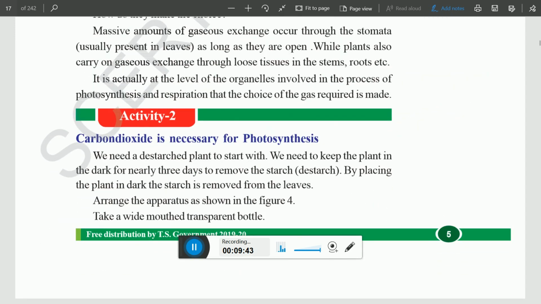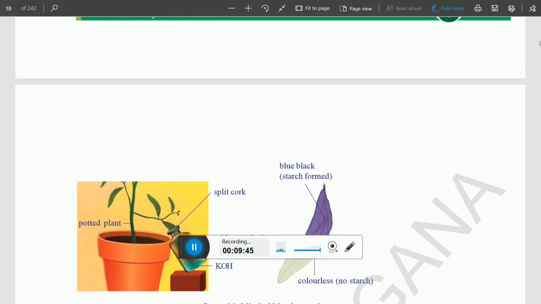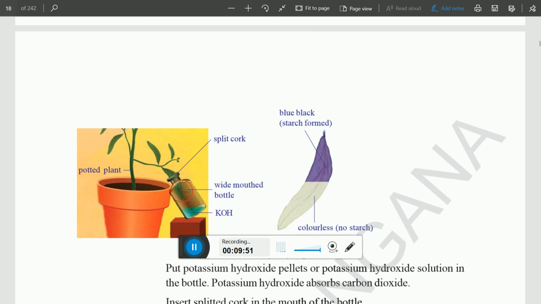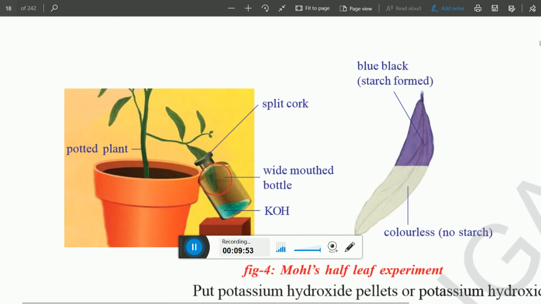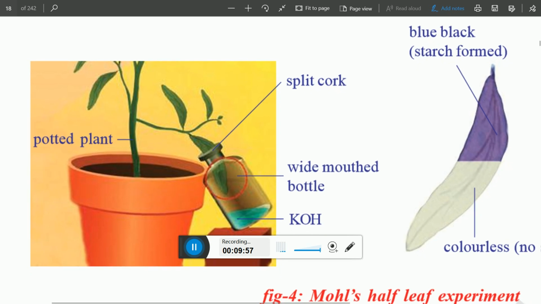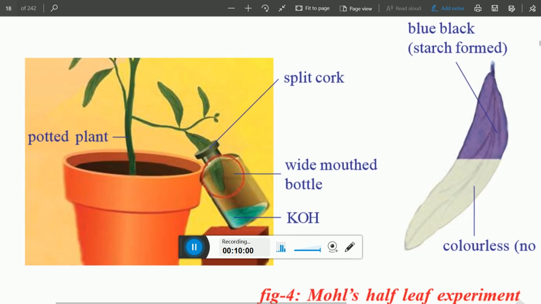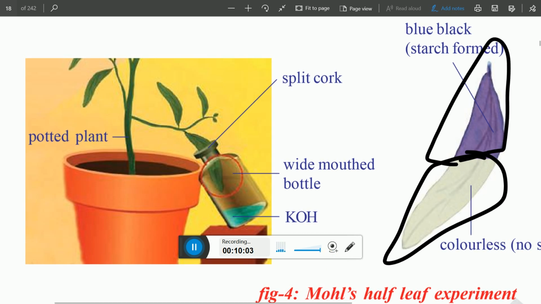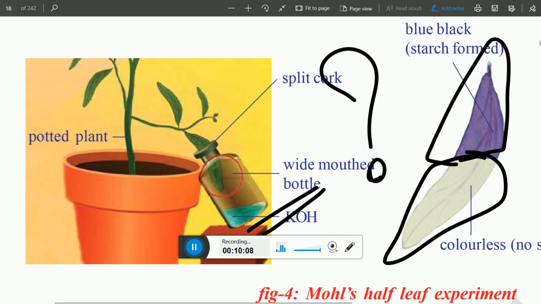So till here we have completed. And in the next class, what we are going to do is activity 2. And today there is no homework. And on Wednesday we will discuss Moore's half-leaf experiment, which is very interesting, where half of the leaf will turn colorless and half of the leaf will turn purple. Why this will happen will be followed in the next class.